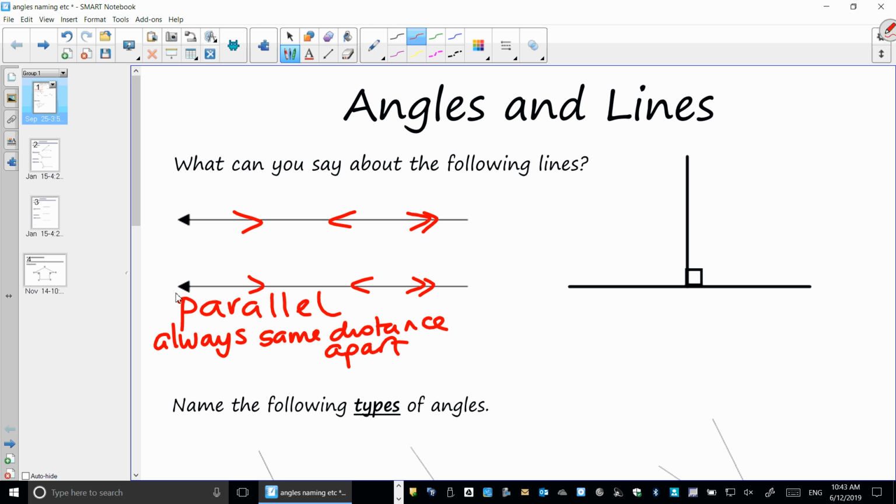Now this one's a bit trickier. How would I describe these two lines? Does anyone know the word that describes these two? Perpendicular. Awesome, good girl. Perpendicular. So these are perpendicular lines, and they meet at 90 degrees. Okay, so perpendicular lines meet at 90 degrees.